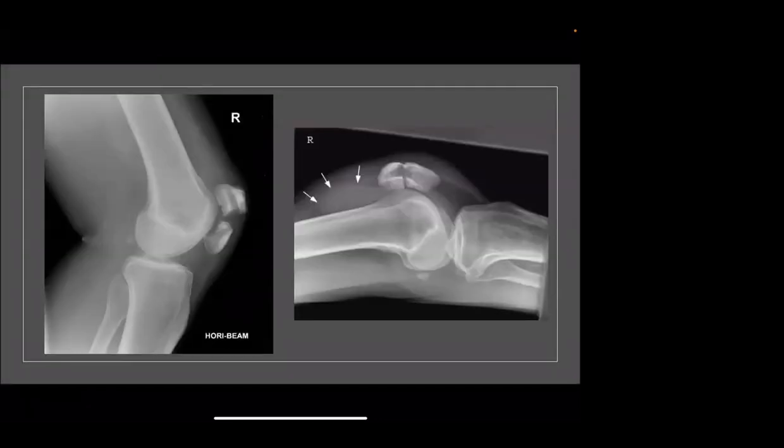This lateral view of the knee joint showing fracture of the patella, and this is fat accumulated posterior to the tendon.